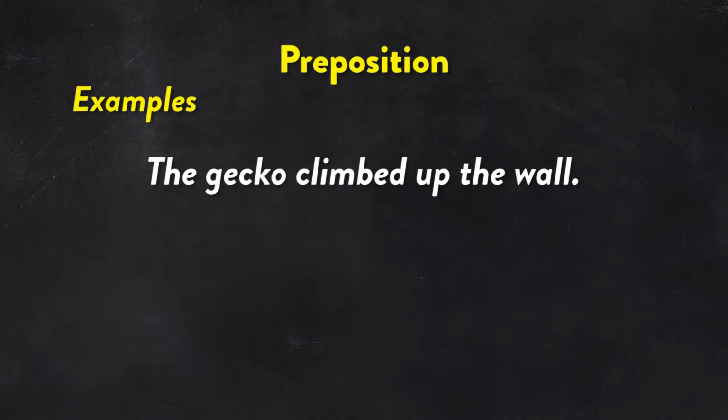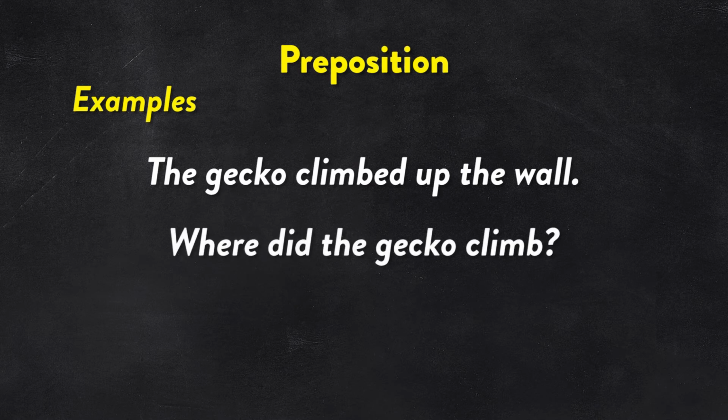Look at the next example. The gecko climbed up the wall. Where did the gecko climb? He climbed up the wall. So he climbed up, which also shows the spatial location. So we know that up is the preposition.